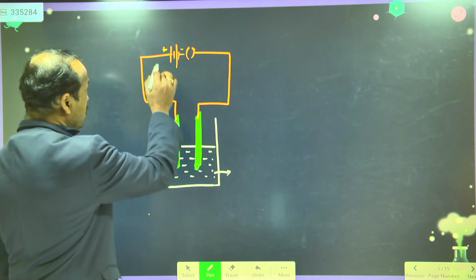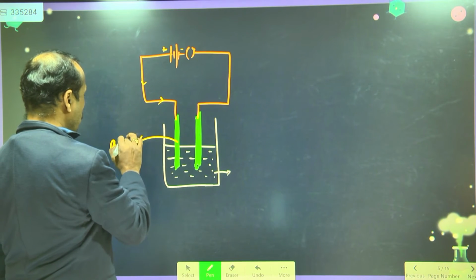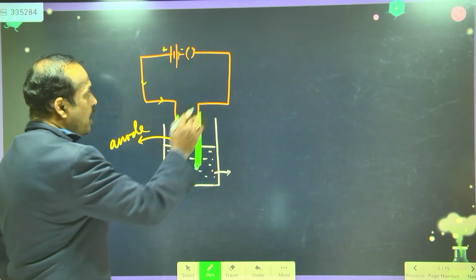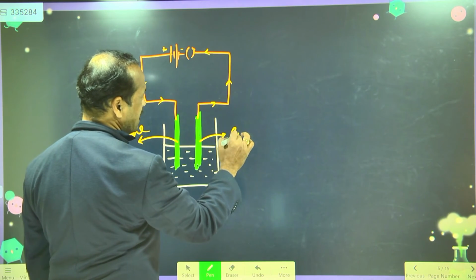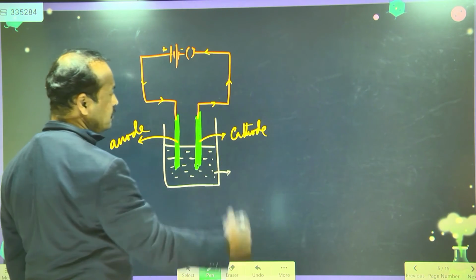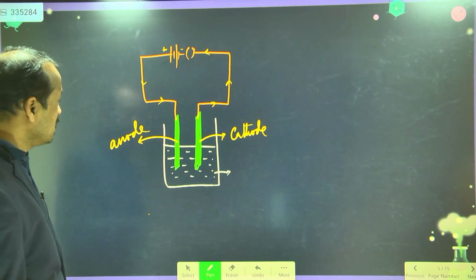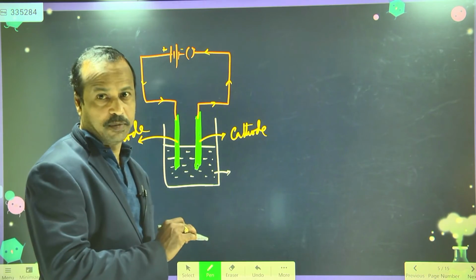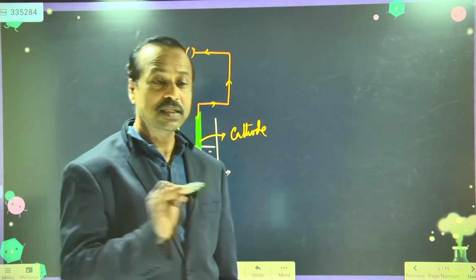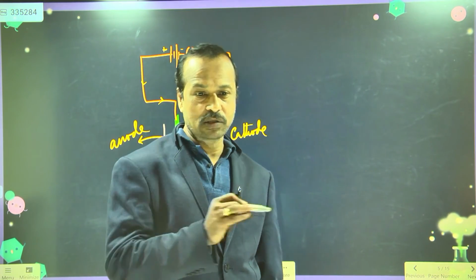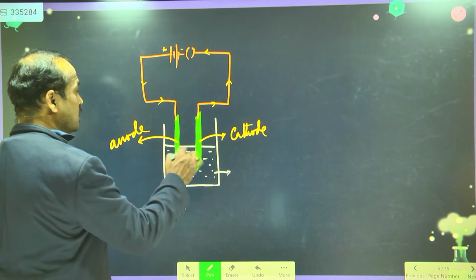The electrode which is connected to the positive terminal is called the anode. And the electrode which is connected to the negative terminal is called the cathode. So this is the anode, and that is the cathode. Now when you pass the electricity through the water, here I am taking water as an example. Faraday took different solutions, but I am explaining with water because you can understand it very easily, and in the lower classes you might have studied the electrolysis of water.